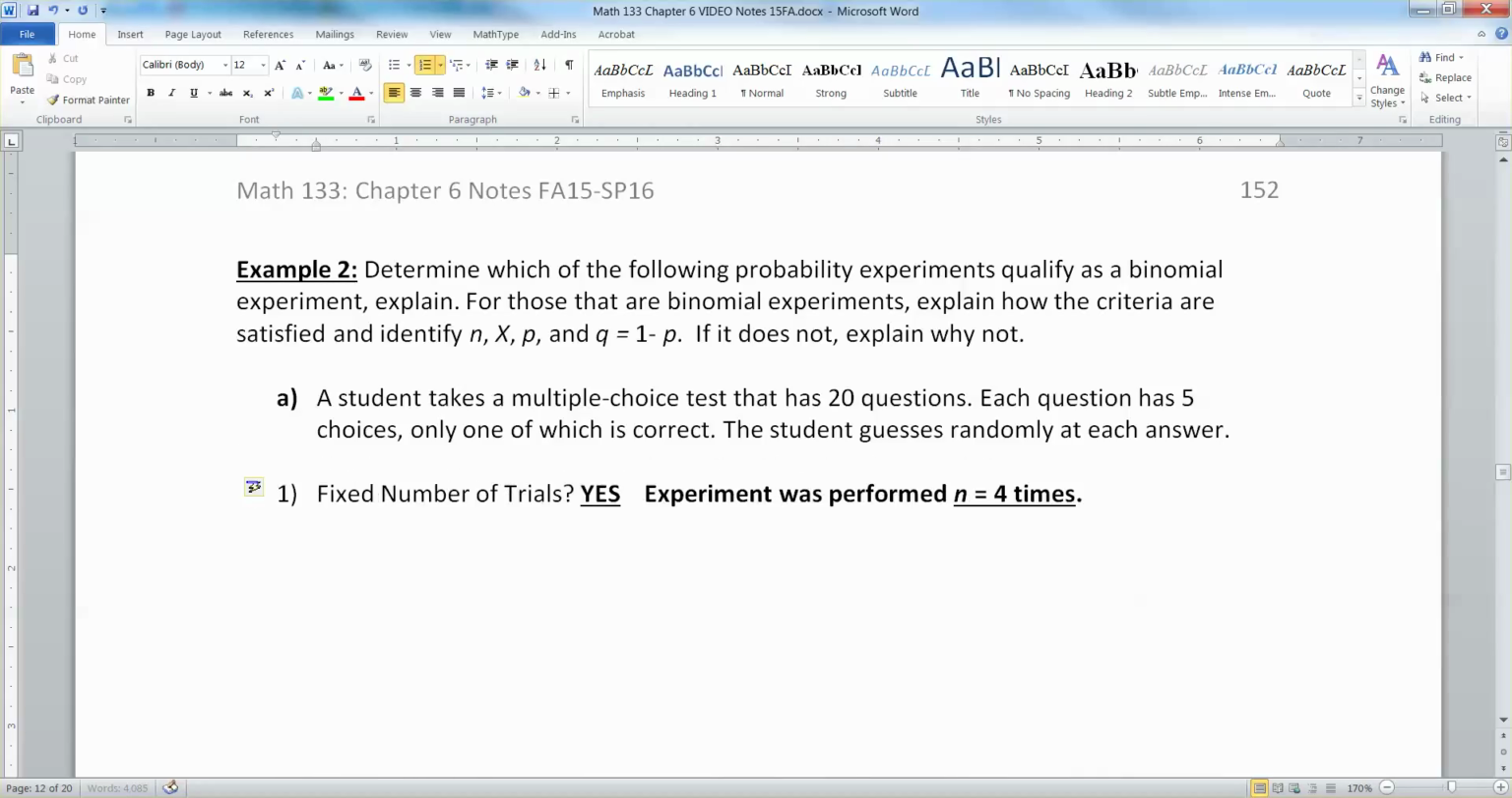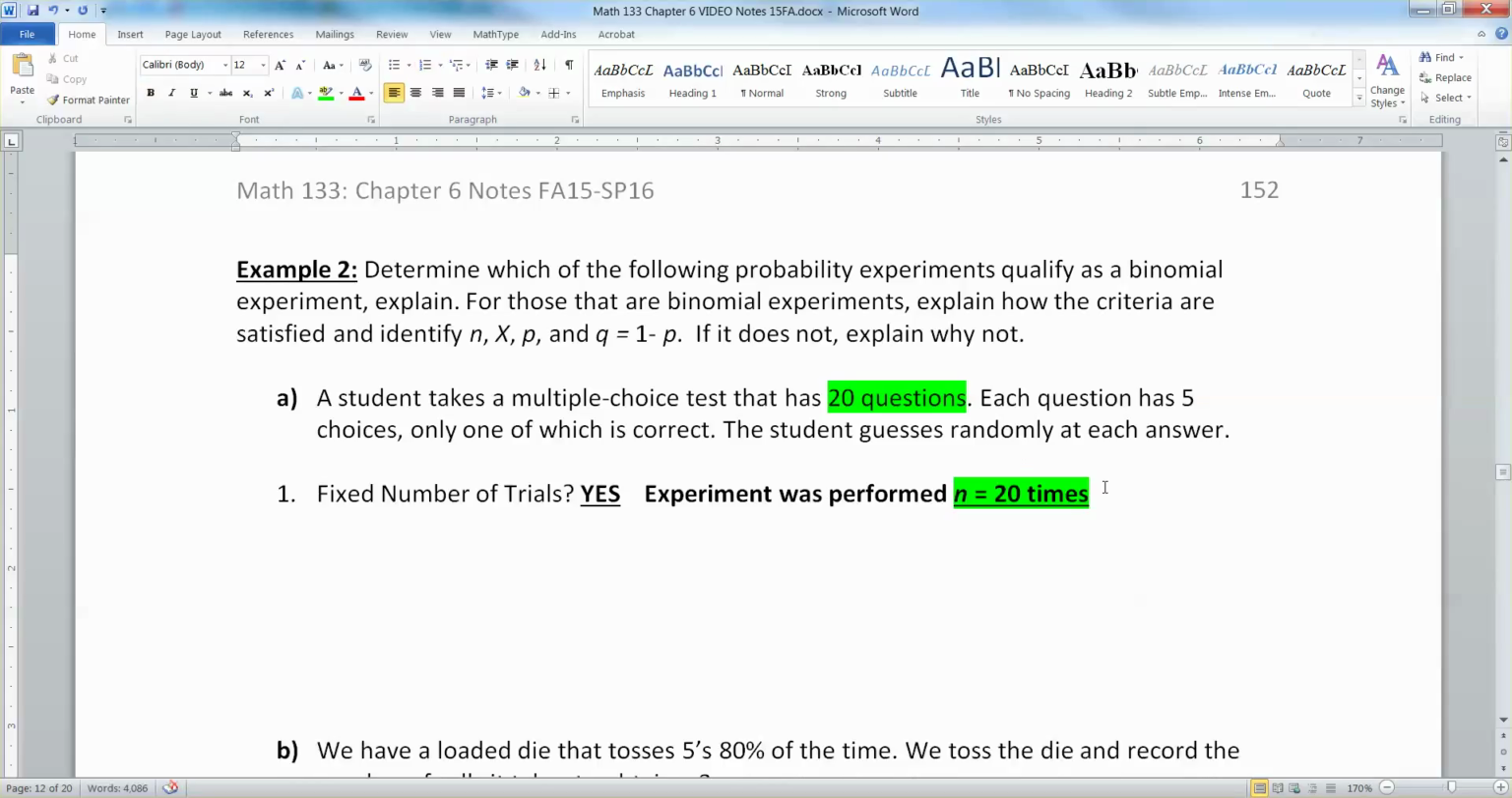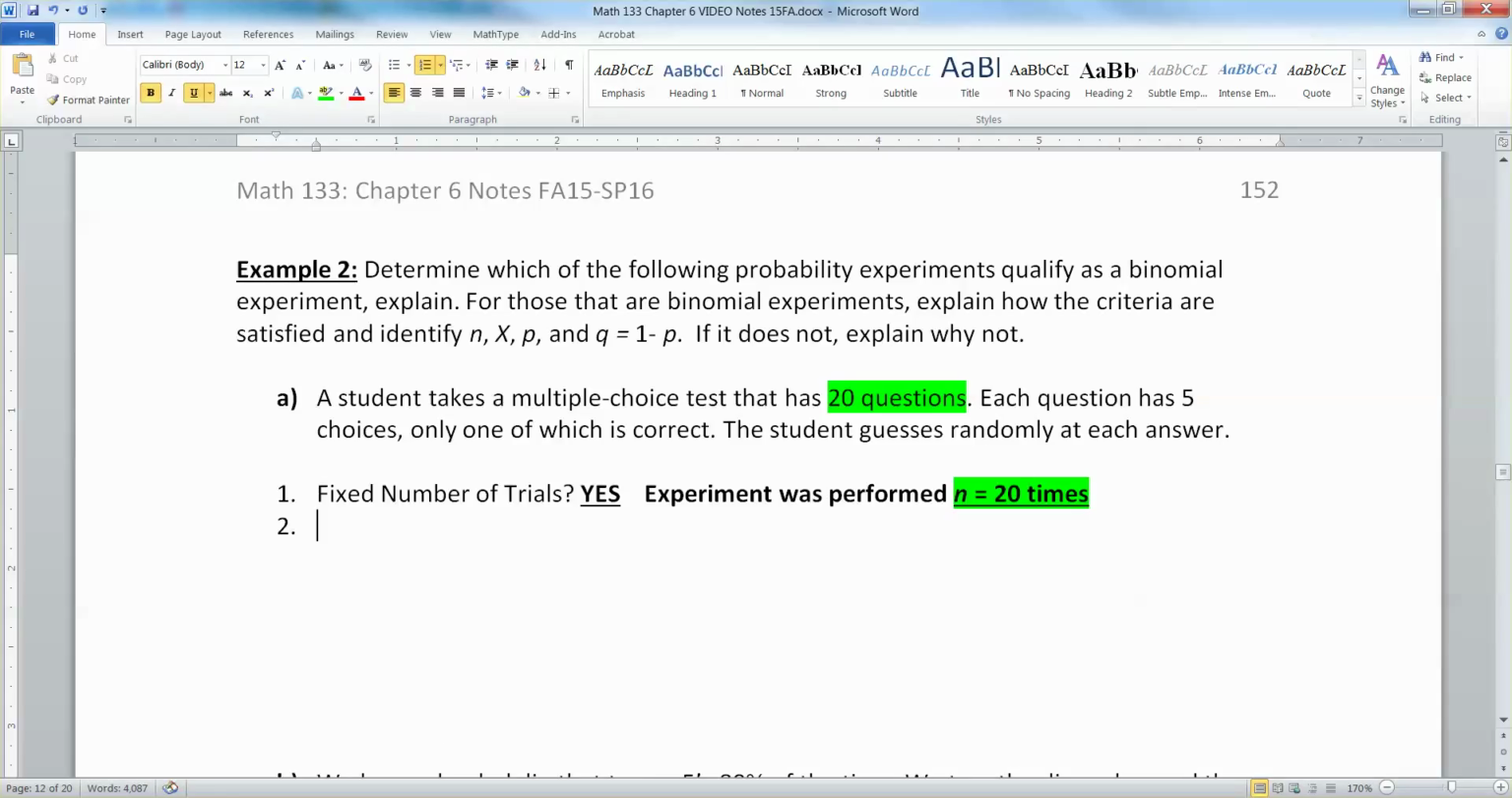So number 1, is there a fixed number of trials? And the answer to that is yes, right? It was performed 20 times because there's 20 questions on this quiz. That's your n value, right? And it's fixed. You're not changing how many questions there are on the test, even though you didn't study. Number 2, are the trials independent? Well, yes, because the student is randomly guessing. So we have to explain.